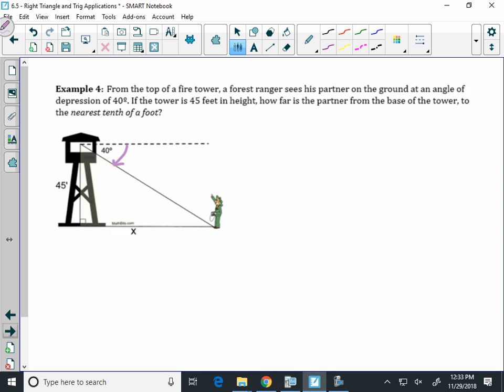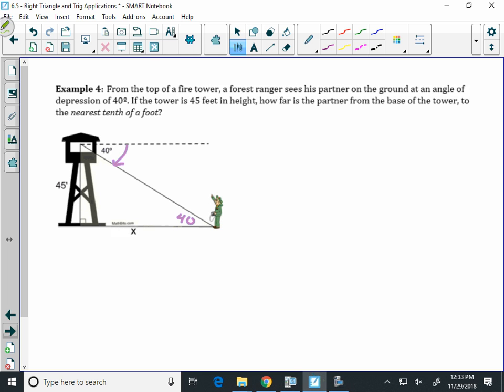But what do we know about the angle of depression and this angle right here, the angle of elevation? They're the same. So if this guy's 40, what's this angle down here going to be? 40. So when that happens a lot, you just take whatever that angle is and stick it down to this bottom one, the angle of elevation. Now the angle is inside our triangle. Now we can use trig.